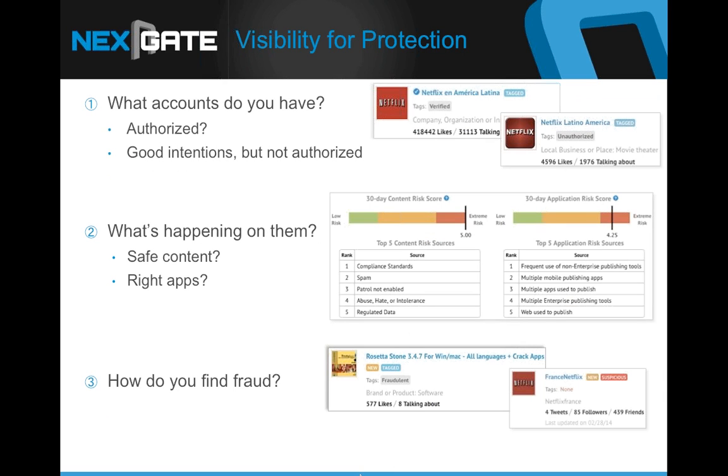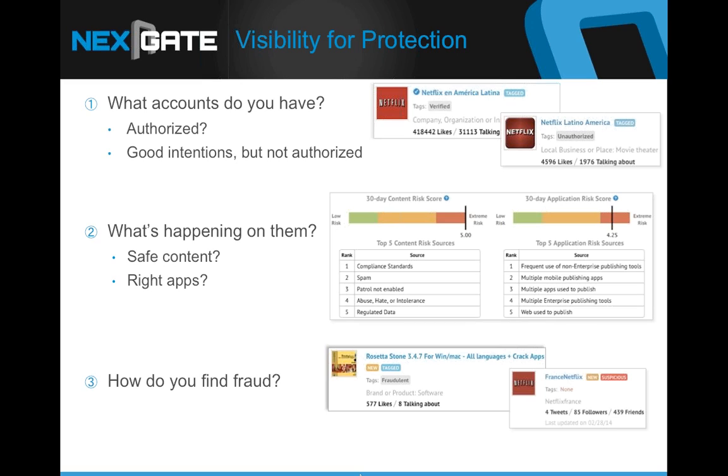So if we go to the next slide, we'll just start right at that very top area. How do you get visibility into your infrastructure? Answering that first question, what accounts do you have? Most brand managers know the top accounts that they're managing. They probably are aware that there's others out there, but how do you systematically identify authorized accounts or identify unauthorized accounts that are well-intentioned? And here's a couple good examples here.